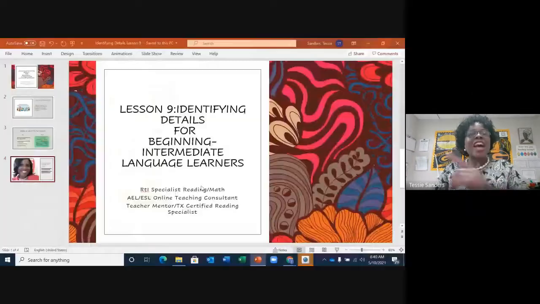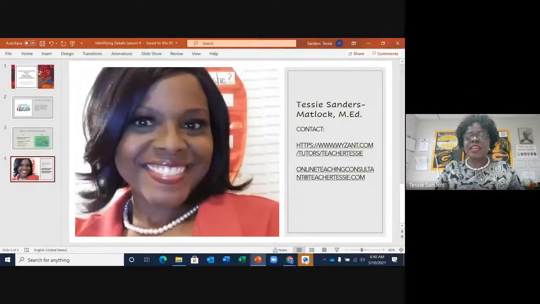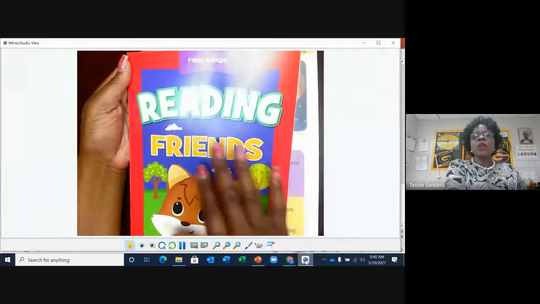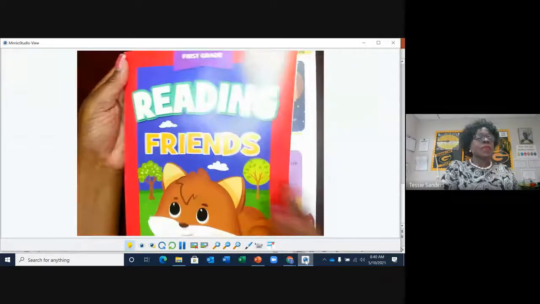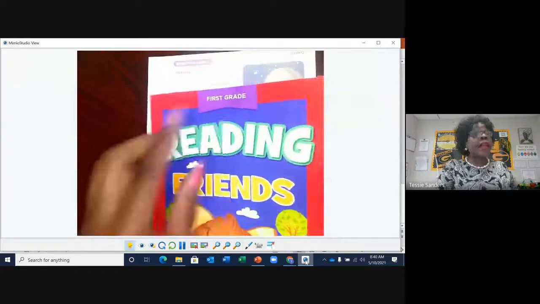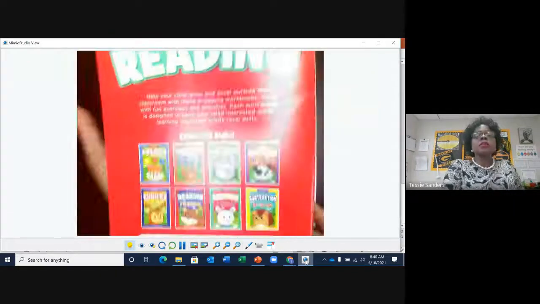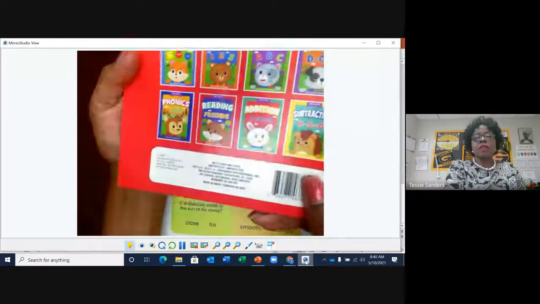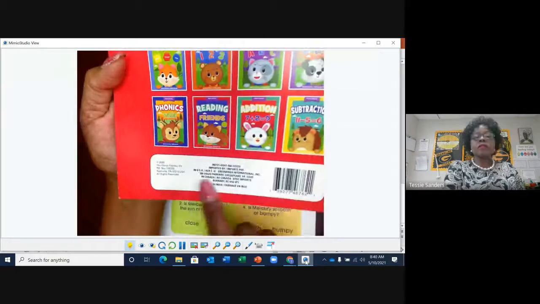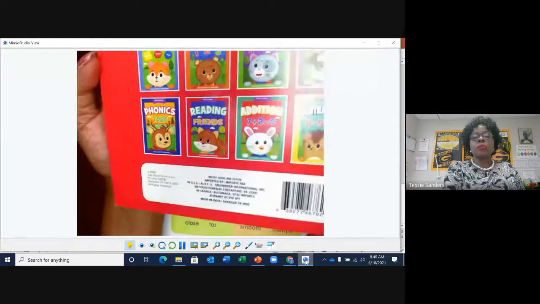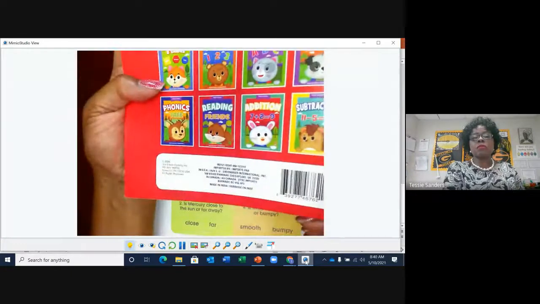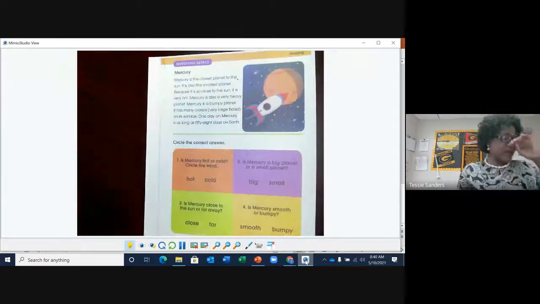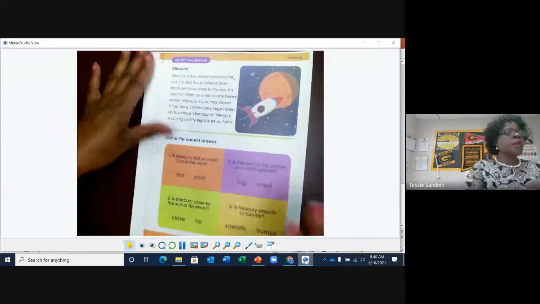Let me escape. Now let's get started with today's lesson. Here is our resource that we will be using. Even though it says first grade, this is still a beginning language learner lesson. Trying to get that focused for you so that you can order the book if you wish. There you are. Now let's take a look at identifying details.